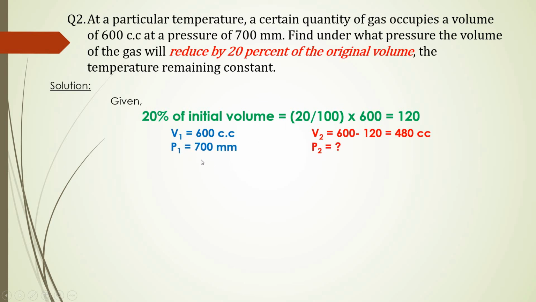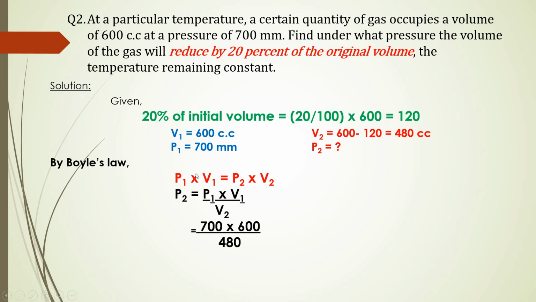Now condition of pressure is, initial pressure is 700 millimeter and we need to find the final pressure when the volume is decreased or reduced by 20% of the original volume. Now we know by Boyle's law, P1 into V1 is equal to P2 into V2, which is a constant. Now just rearrange this relation to get P2. So P2 is equal to P1 into V1 divided by V2. Now substitute the values, we'll get this. And when we solve this equation, we get 875 millimeter of mercury.